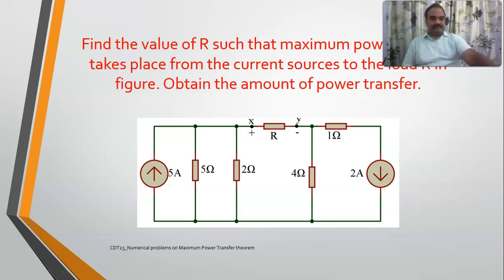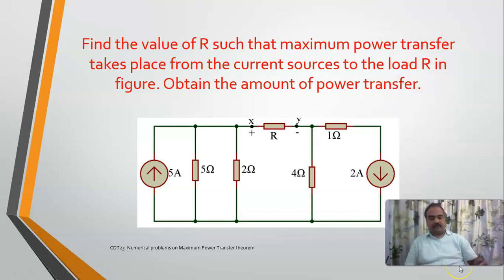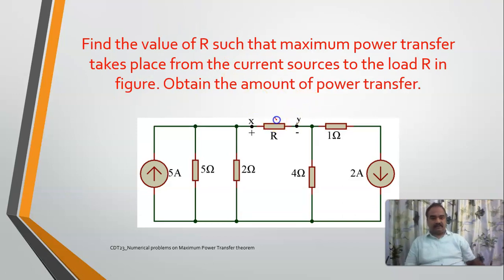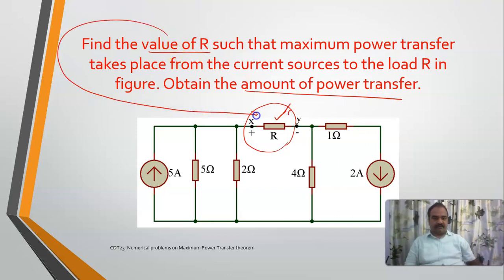So this is a question. Find the value of R, this is your R, such that maximum power is transferred from both of these current sources to this particular resistance. You should find the value of R, and also the power which can be transferred in case of maximum power transfer. For the first one, find the value of R. R is equal to the Thevenin's resistance.